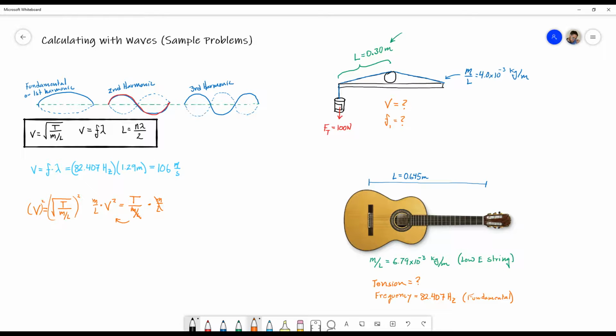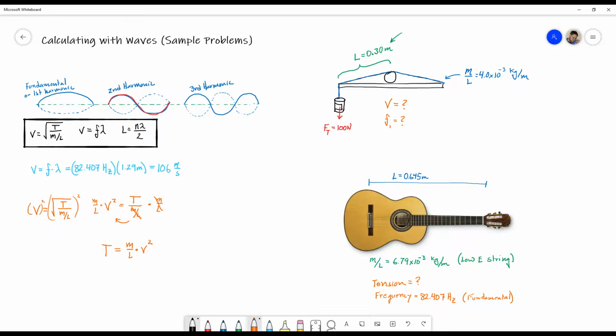So if I rewrite that, I would say that my tension is equal to, maybe I'll keep it in the same order, mass per length times my velocity squared. That's what I've got on that other side. I just flipped it around to get T by itself.